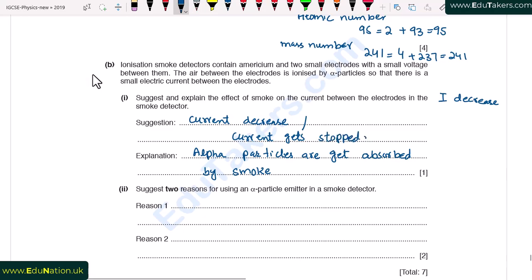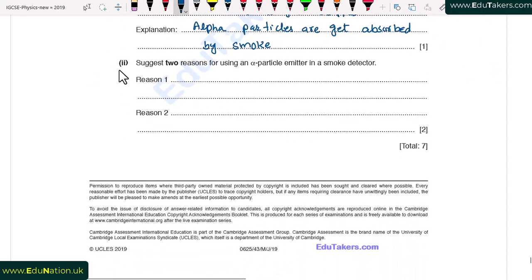Part 2. Suggest 2 reasons for using an alpha particle emitter in smoke detector. So we use the alpha particle in smoke detector because it travels very short distance. First, it travels very short distance. I write here they travel very short distance.